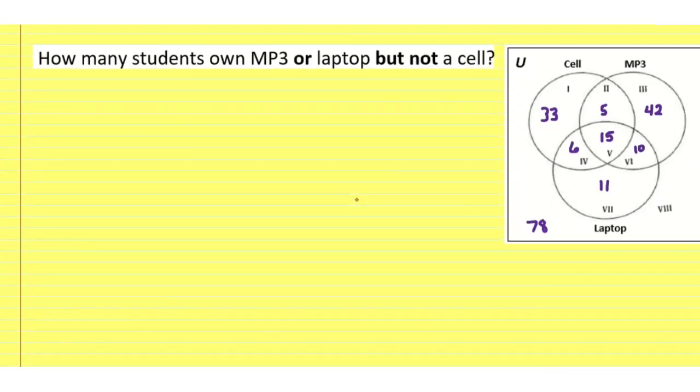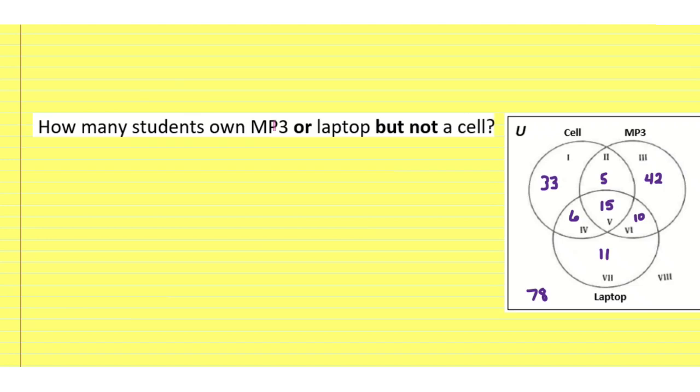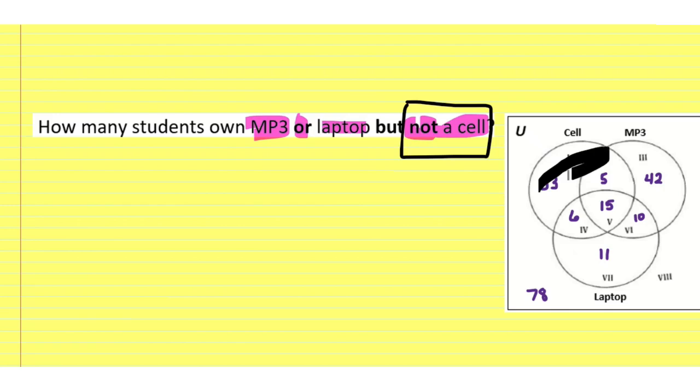Okay, and the next question says, how many students own an MP3 player or a laptop, but not a cell phone? So anytime you have the word not, that's what you need to take care of first. Not a cell phone. So if it's not a cell phone, I literally want to mark out anything and everything in the cell phone circle because I don't want to accidentally grab those numbers. So it could only be MP3 or laptop.